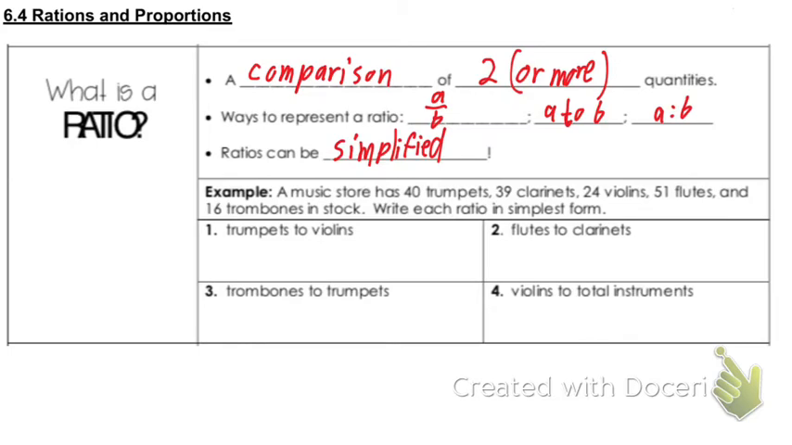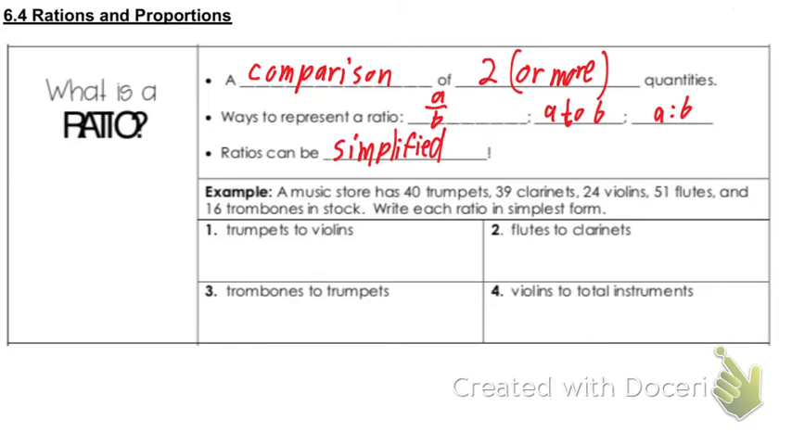Okay. So we want to know the ratio of trumpets to violins. So we're going to compare trumpets to the violins. We can write this in any of these methods: as a fraction, as the word to, or as a colon. The most common one you're probably going to see is the third one, the one with the colon. It's the most common because you aren't going to confuse it with a normal division problem, and it's the way we notate or write that it's a ratio.